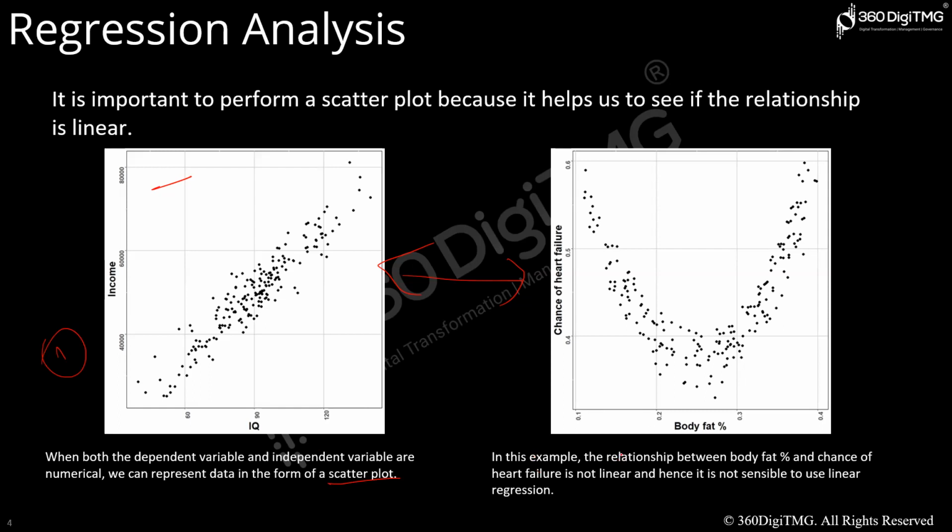In this example, the relationship between body fat percent and the chance of heart failure is not linear, and hence it is not sensible to use linear regression.